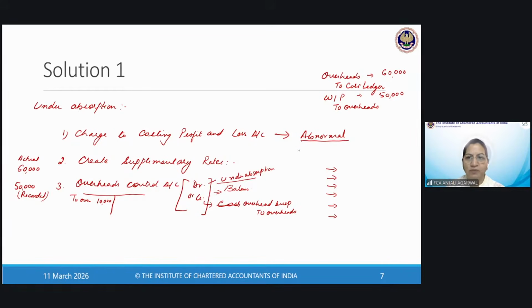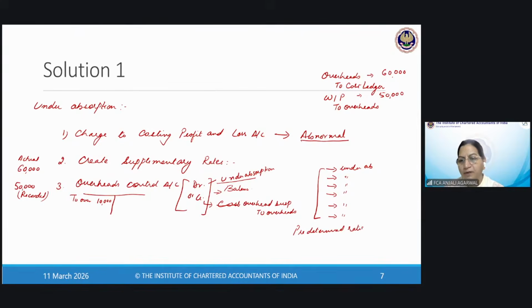However, if there was over absorption, let's say this was 60 and this was 70, then you would see that your overhead account is credited by 70 but debited by 60. So you will have to debit overheads, credit overhead suspense. In that case, overhead control or overhead suspense will be credited. But if you observe that there is under absorption in year one, under absorption in year two, year three, year four, five, six, that means your predetermined rates are not correct.